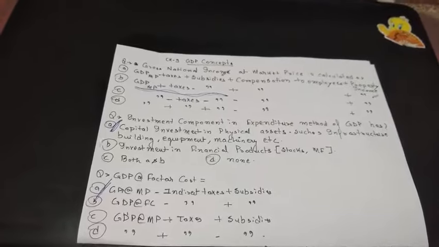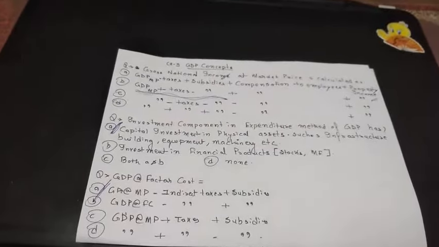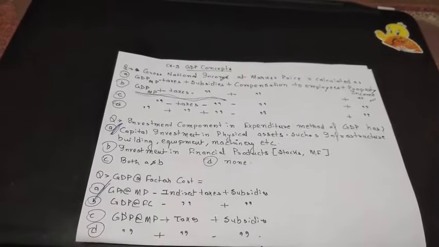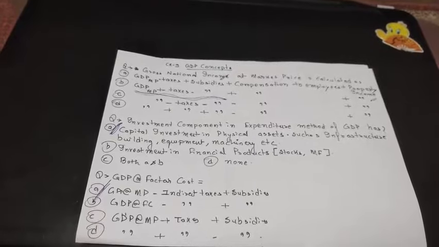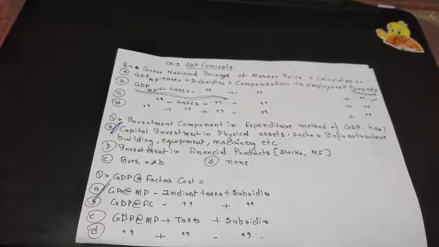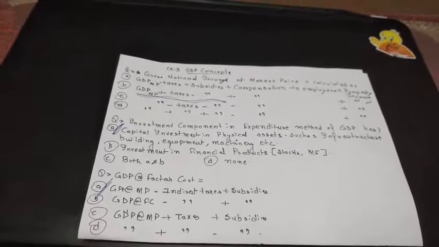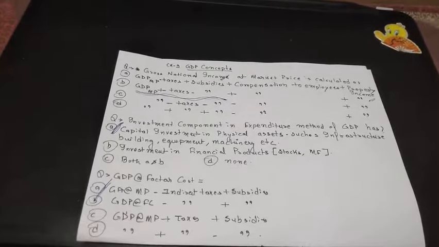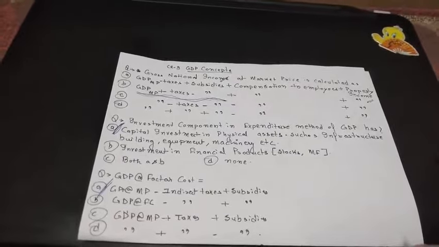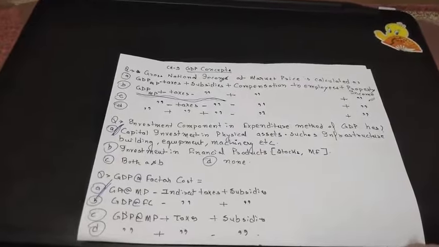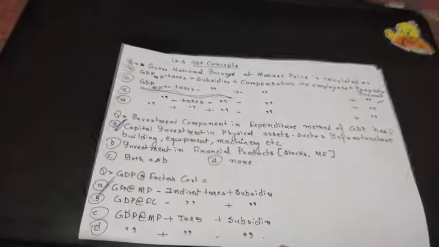The first question is: gross national income at market price is calculated as? As we have read about GDP, through that GDP the gross national income at market price is calculated. First we will see that GDP has two common types: the GDP at factor cost and GDP at market price. So what's the difference between GDP at factor cost and at market price?